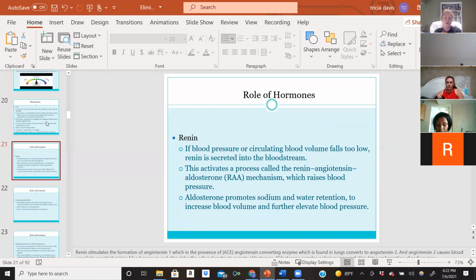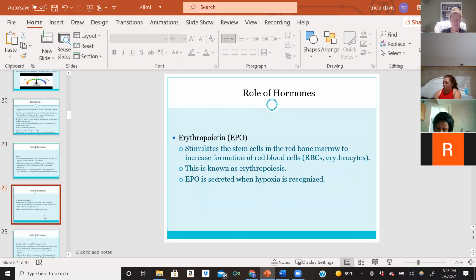So we talked about different hormones. Renin will kick in if the blood pressure or circulating volume falls too low. So if we are dehydrated, renin is going to be excreted into the bloodstream. This is going to in turn activate the renin-angiotensin-aldosterone mechanism, which is going to help raise our blood pressure. Aldosterone is going to promote sodium and water retention to increase blood volume and further elevate our blood pressure. We know that water follows sodium. So if our kidneys are holding on to sodium, water is going to follow, and that's going to help elevate the blood pressure.